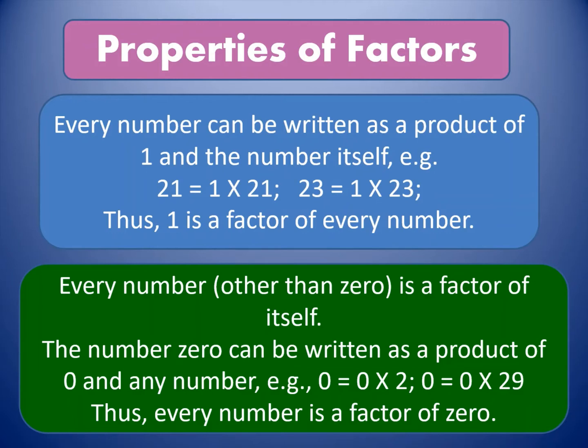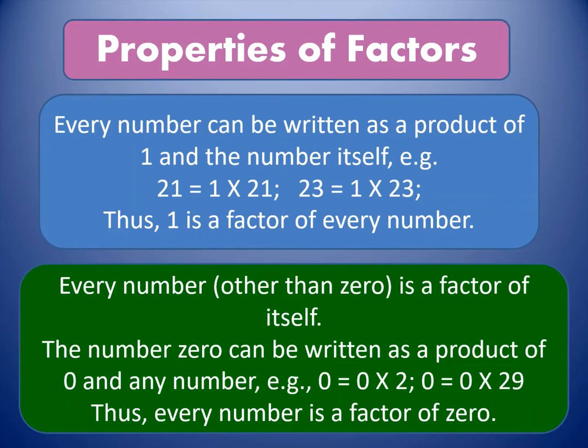I want to ask one question: does 23 come in another table? Can you think? Table of 2, table of 3, table of 4? No. 23 does not come in any other table. So its factors are 1 and 23. Thus 1 is a factor of every number. Every number other than 0 is a factor of itself.